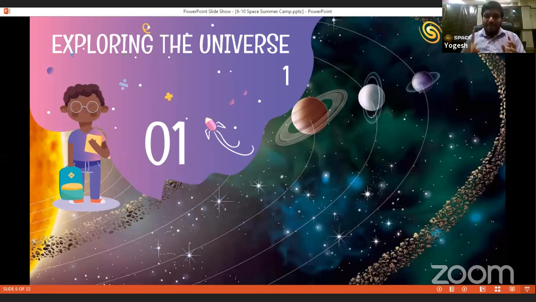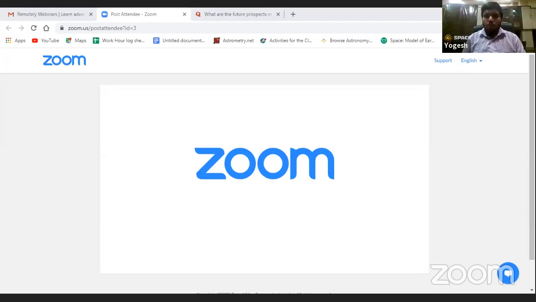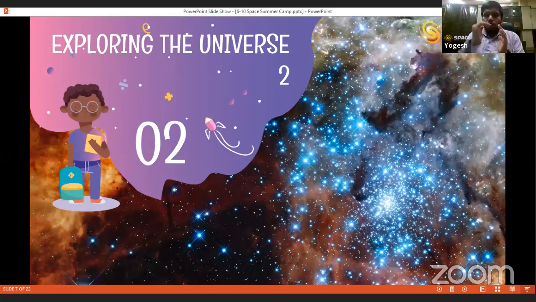Now, in continuation, we'll be having a second session, Exploring the Universe 2. Over here, in Exploring the Universe 2, we'll move out of our solar system. As we move out of our solar system, what is there? There can be other stellar systems as well. There can be nebulas. There can be galaxies. Each and everything.